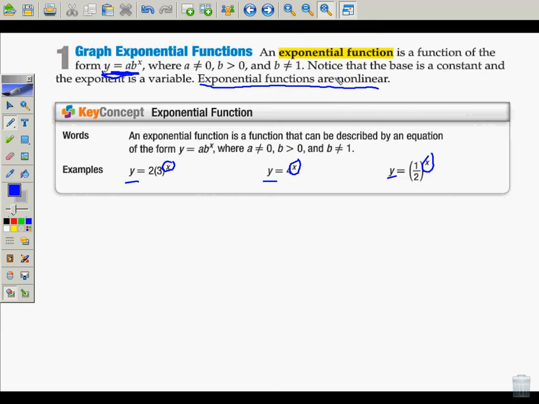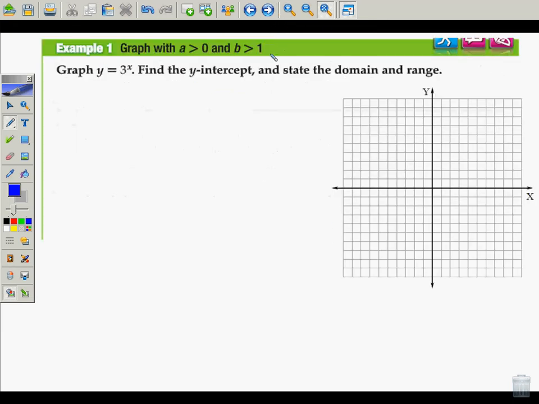So let's go ahead and actually look at a graph of an exponential function. We want to graph y equals 3 to the x, and we're going to find the y-intercept, and then we're going to state the domain and range. To find the y-intercept is always where x is 0. So we're going to plug in 0 for x. So my y-intercept will be y equals 3 raised to the 0. And as we've talked about before with exponents, we know what anything raised to the 0 is. Anything raised to the 0 is just 1. So my y-intercept is going to be 0, 1.